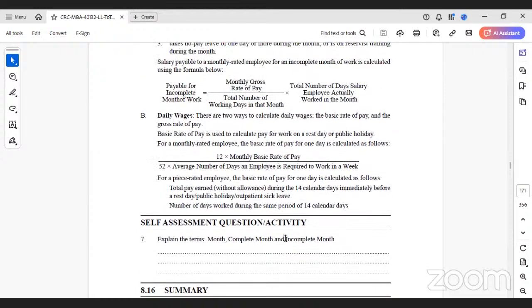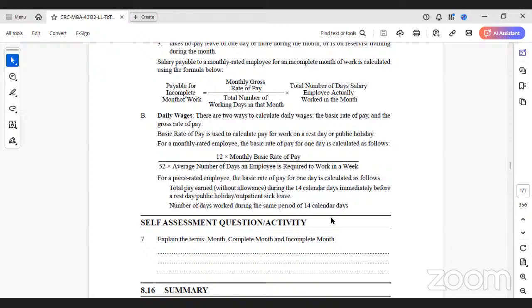So the daily wages can be based on the basic rate of pay or gross rate of pay. The basic rate of pay is used to calculate pay for work on a rest day or a public holiday. And for a monthly rated employee, the basic rate of pay for one day is calculated in the following manner: 12 into the monthly basic rate of pay divided by 52 into the average number of days an employee is required to work in a week.